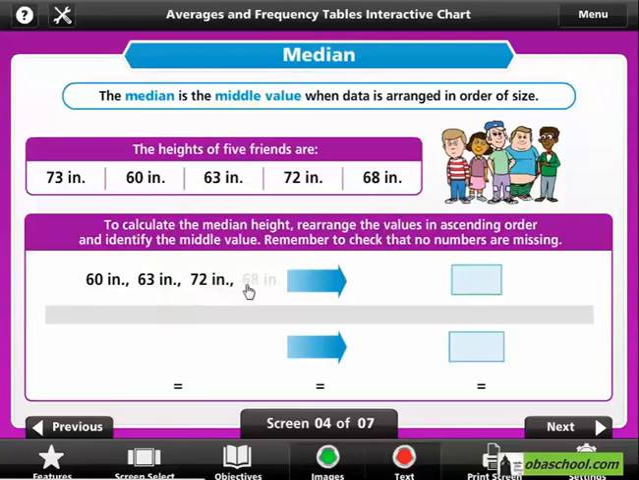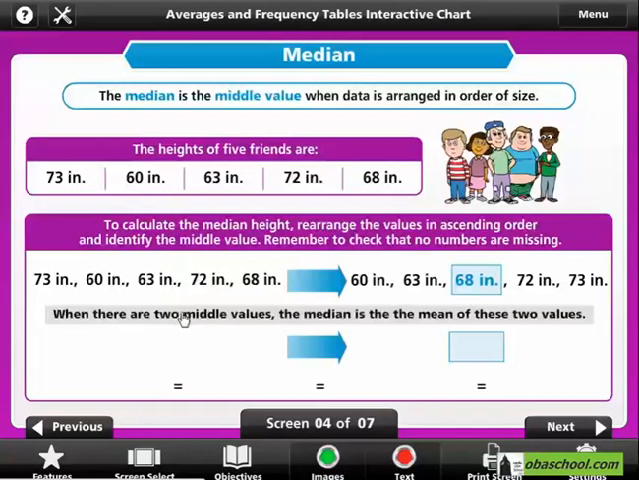So they were scattered: 73, 60, 63, 72, 68. And now we arrange them in ascending order: 60, 63, 68, 72, and 73. Now we have 5 values, so we're going to look for the middle value, which is 68 inches in this case. The median for the heights of these 5 students is 68 inches.